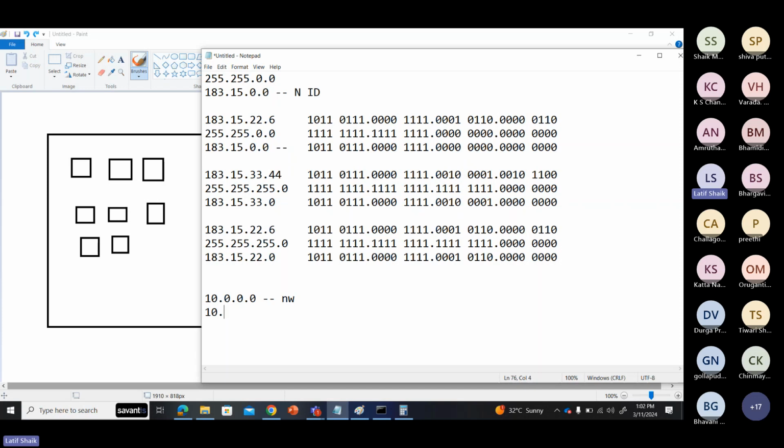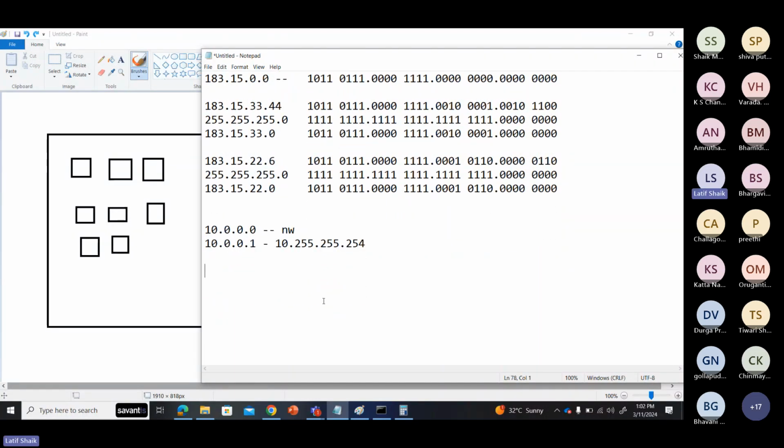It starts from 10.0.0.1 to 10.255.255.254. Up to here, you can assign to your hosts within the private network, within the LAN. Okay, this is the class A range.